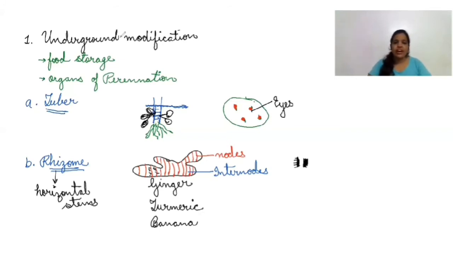Then we have type C of underground modification, and type C is known as corm. It is quite similar to rhizome, but one main difference is there, that the stem is vertical over here. So point number C, C for corm, and its example also starts with C, that is colocasia.